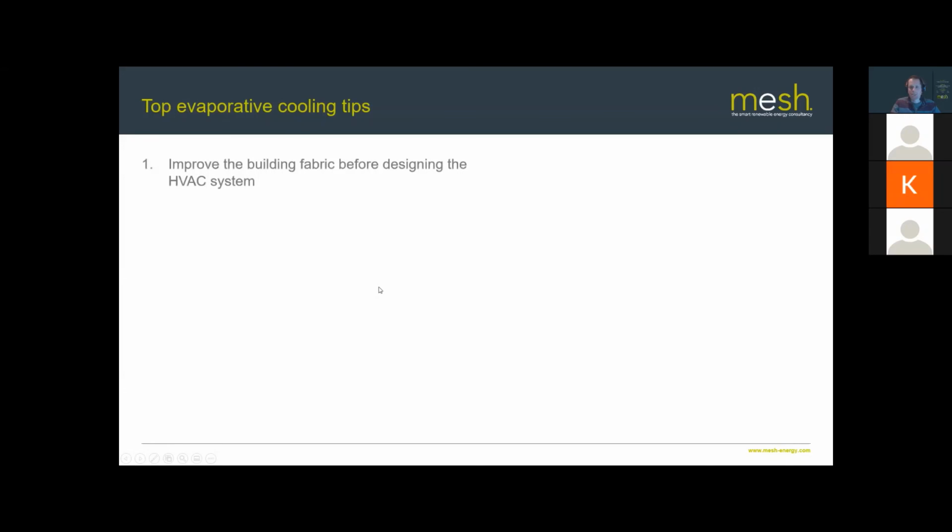So number one takeaway, always on every one of these, and you'll probably get bored of me saying it, is improve the building fabric before designing the HVAC system.